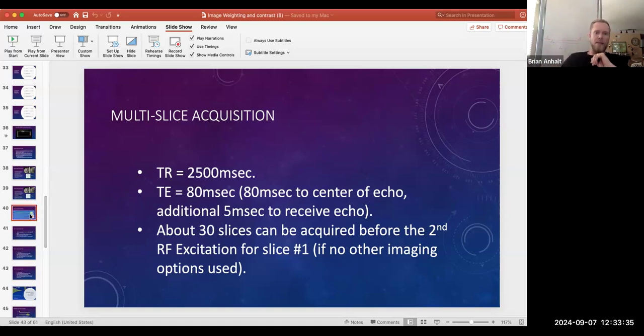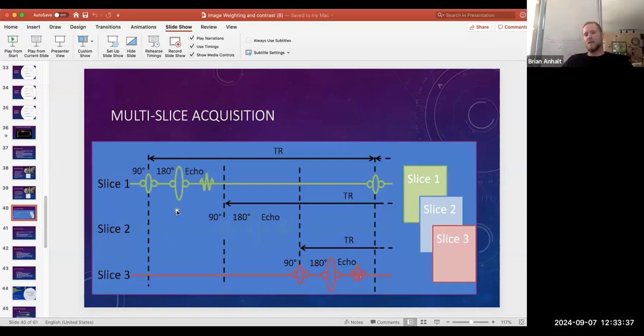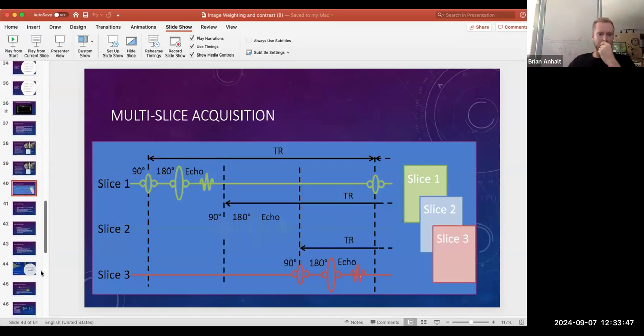The reason it's happening is because of multi-slice acquisition. We're always collecting at least one echo per slice per TR during the pulse sequence. Does that make sense?